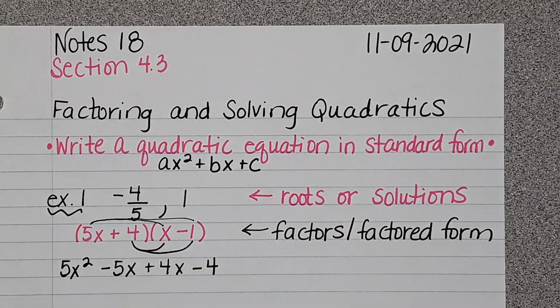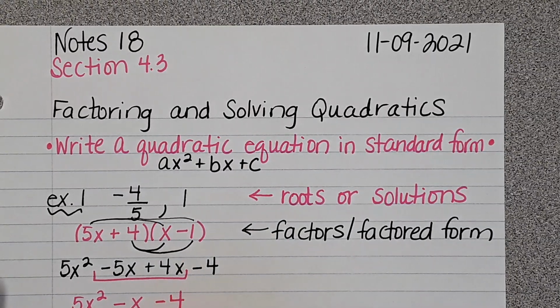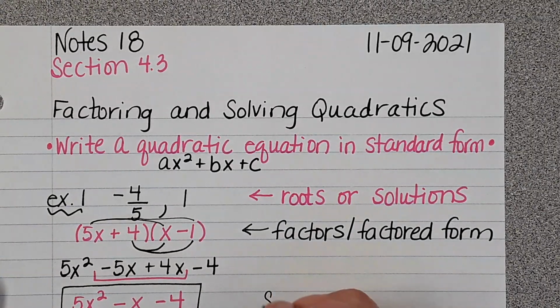Now, this is not in standard form yet. Until you combine all like terms, it's not in standard form. So I'm going to combine these two together. The 5x squared stays. -5x plus 4x. You can either write -1x. Usually you don't see that, but you can. And then -4. This is your final answer. This is what I want your answer to look like. And this is standard form.